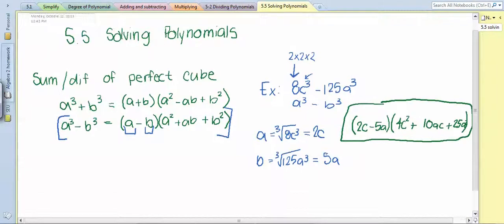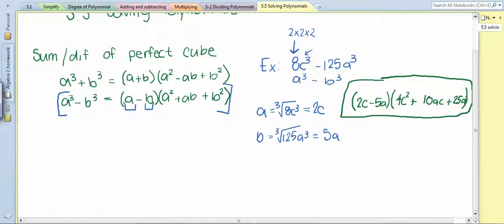Okay, the next type of factoring we learned was grouping. So I'm going to go ahead and write that down. So with grouping, you need to have at least 4 or more terms. Okay, and we're going to do exactly that.